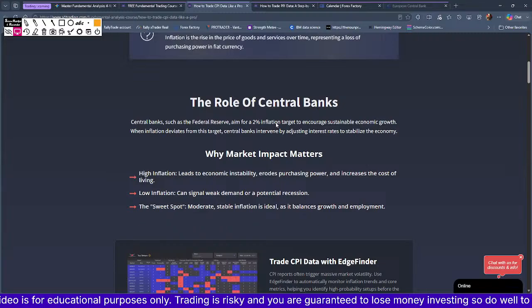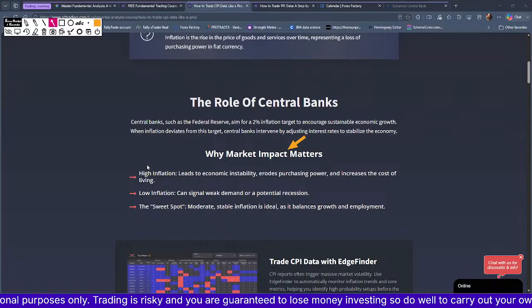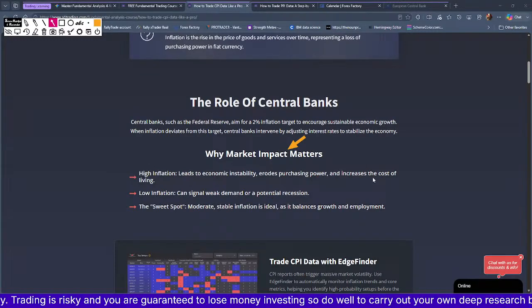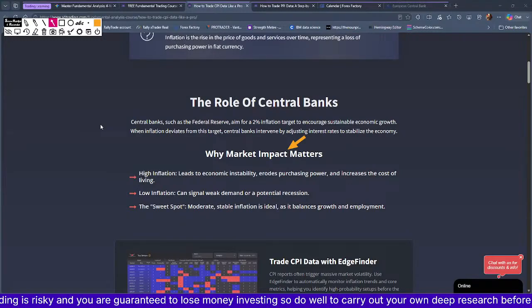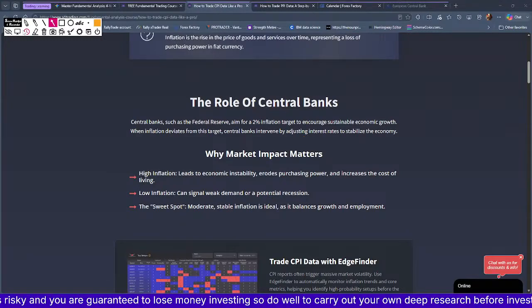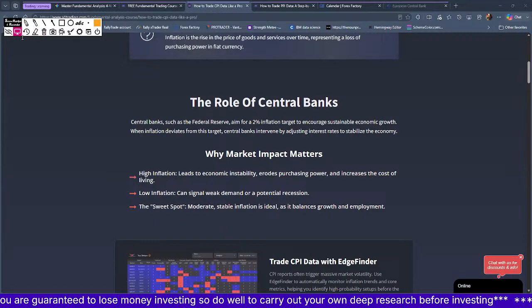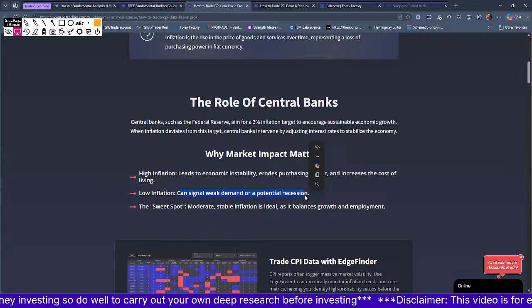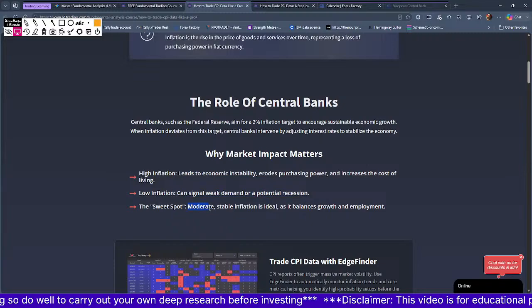Why do they actually look at price? Well, high inflation leads to economic instability, erodes purchasing power and increases the cost of living. I'm pretty sure you already know this, right? Then we have low inflation, which can signal weak demand or a potential recession. And then the sweet spot is when the inflation is moderate. So stable inflation is ideal as it balances growth and employment.